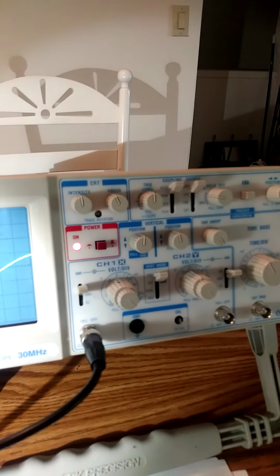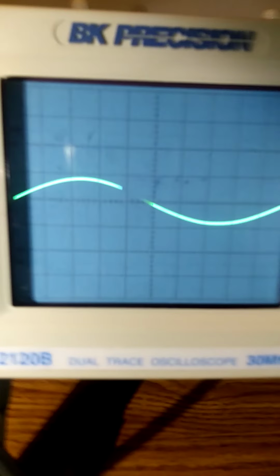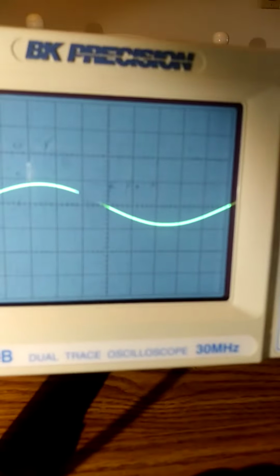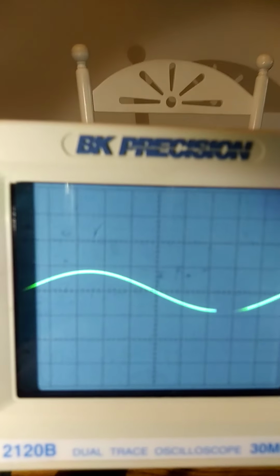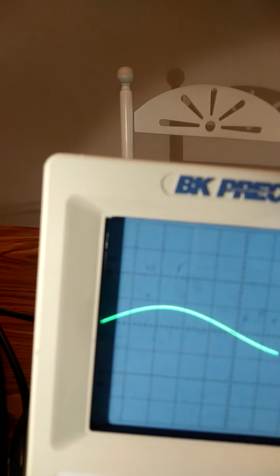Now we want to measure the period of that waveform. I just changed the frequency, so this time I did change the signal going in. The scale is 2 milliseconds for each square on the horizontal, and I have 1, 2, 3, 4, 5, 6, 7, 8, 9, 10 squares across. So 10 times 2 milliseconds will give you the period.